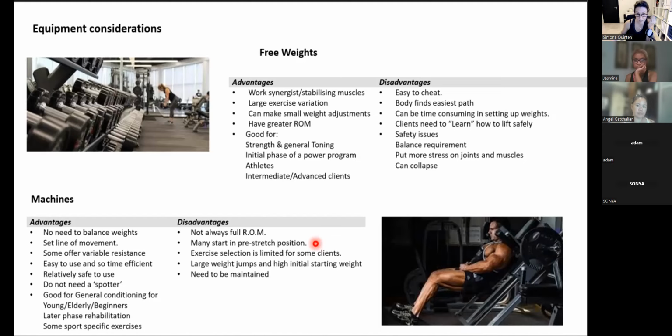Exercise selection is limited for some clients, again, as mentioned before. Then large weight jumps, that is also what I just mentioned, yeah? So normally it's like 5 kilos, 10 kilos. Some of them have additional pins which you can add on, or a magnet which you can add on as maybe 100 grams or 200 grams.